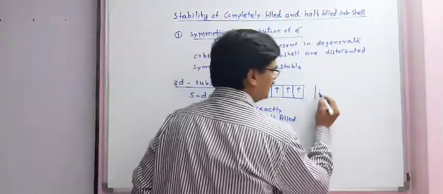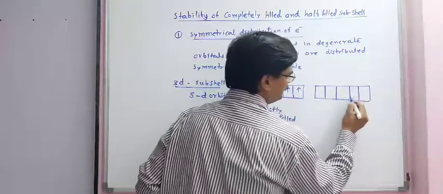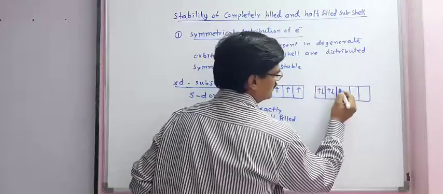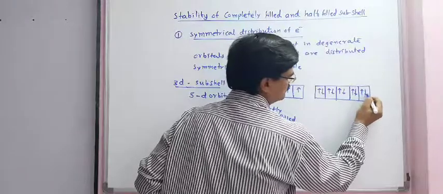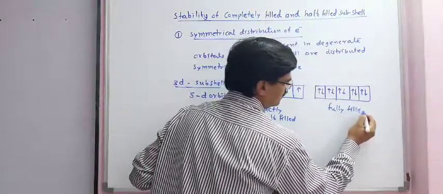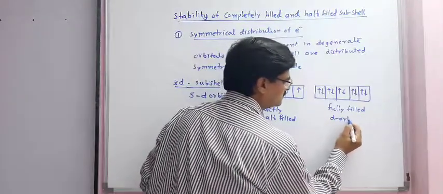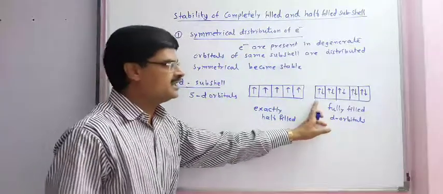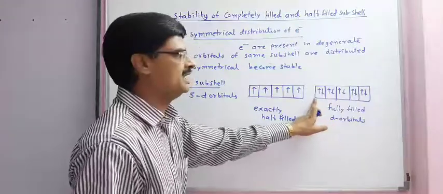Also we have to remember, if it is fully filled, the d orbitals here also have symmetrical distribution, and that is why it leads to stability.